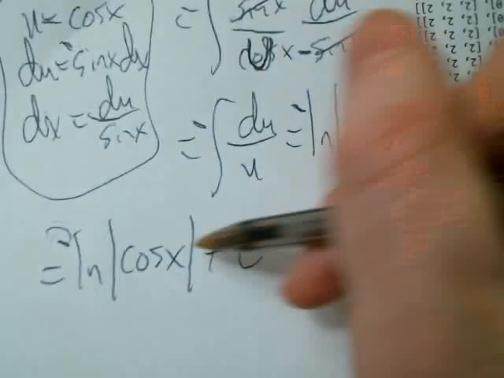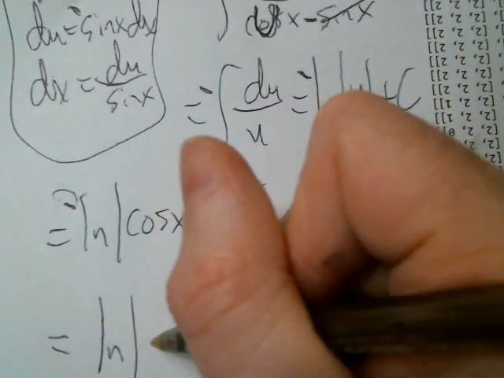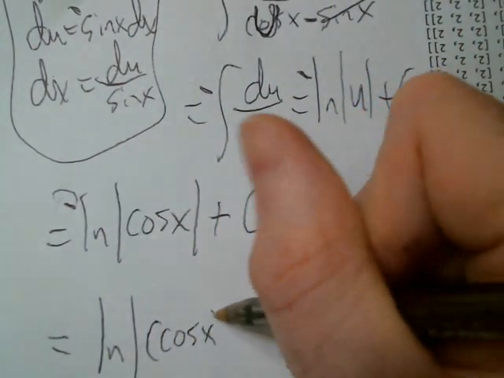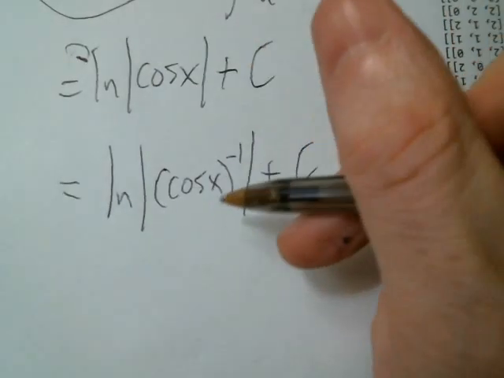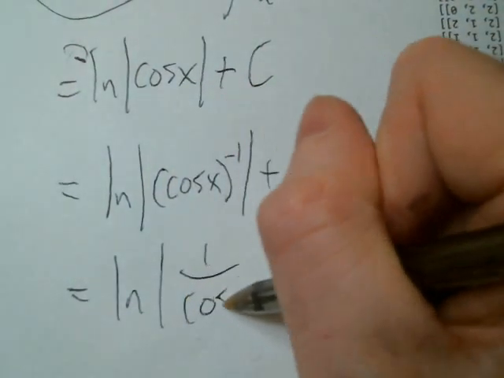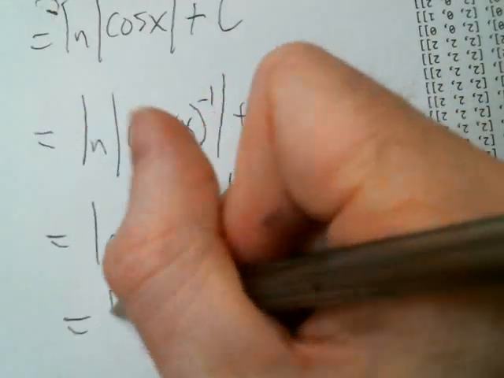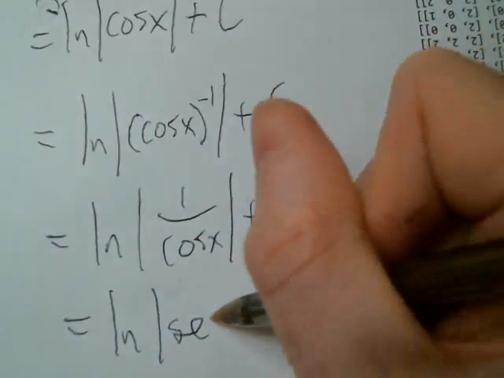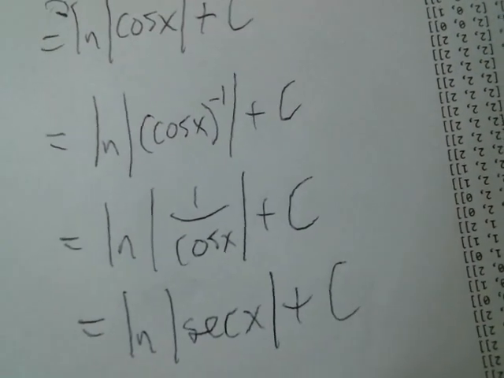Okay, but hey, why did I write ln of absolute value of secant? Well, I did that because this negative, you can bring it inside. You could use the power rule for natural logs to rewrite ln of the absolute value of cosine of x to the negative 1 plus c. And then we all know cosine to the negative 1 is the same as 1 over cosine plus c. And then 1 over cosine is secant. Generally that's the way I write it, because that's the way my book taught me how to do it. But your book is teaching you a different way, which is fine too.